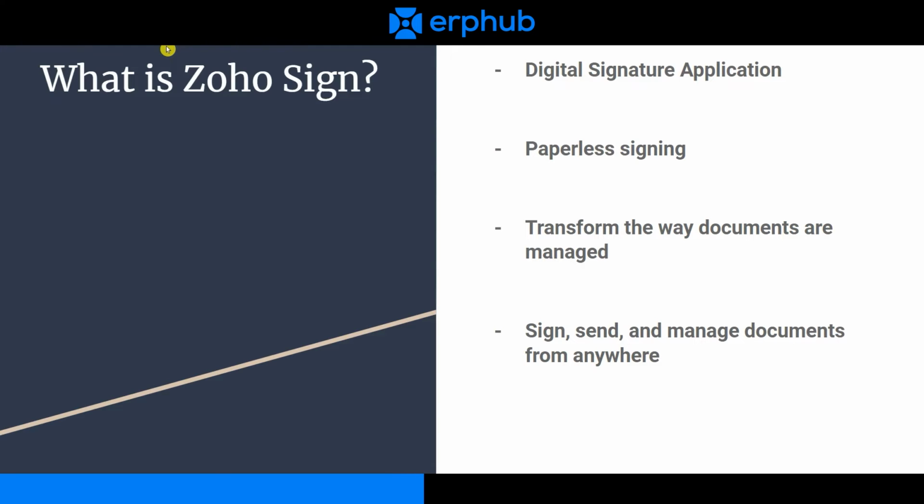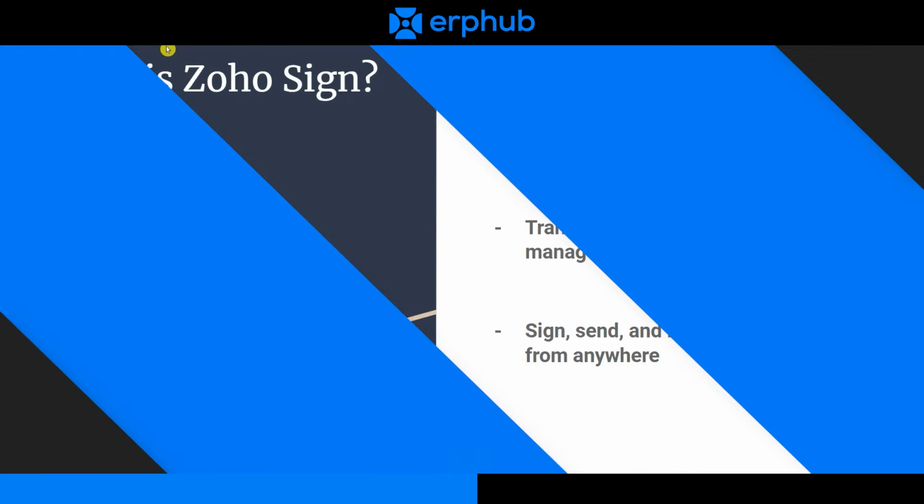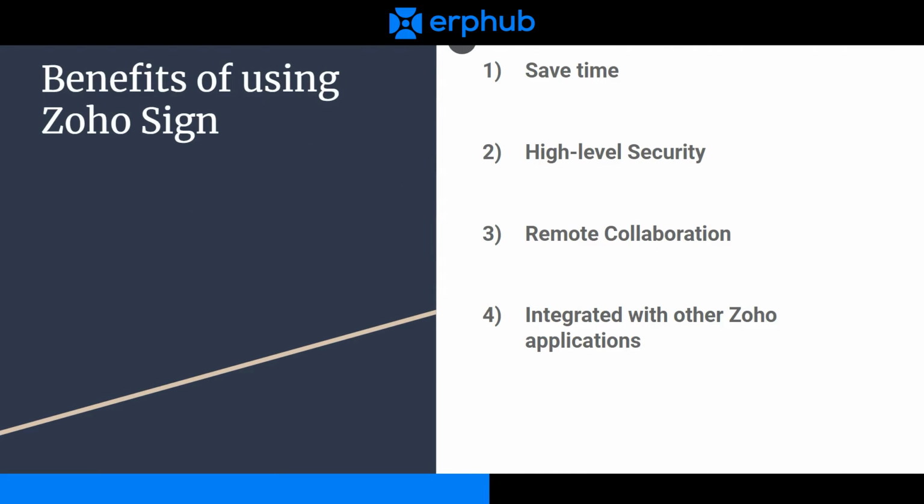Zoho Sign is a complete digital signature app. Securely sign, send, and manage documents from anywhere at any time, without the hassle of transporting paper documents. Now you can leverage the power of legally binding digital signatures to make the hassle of manually signing a thing of the past. Cut down on the time it takes to get documents signed by converting frequently used documents into templates and sending them to multiple recipients simultaneously.